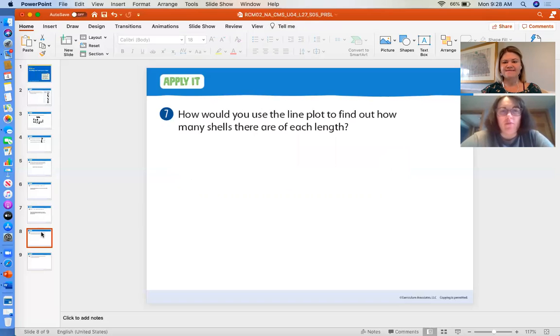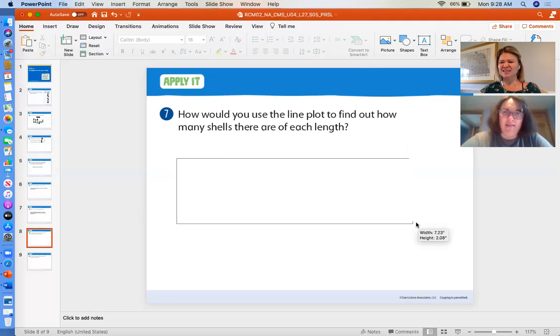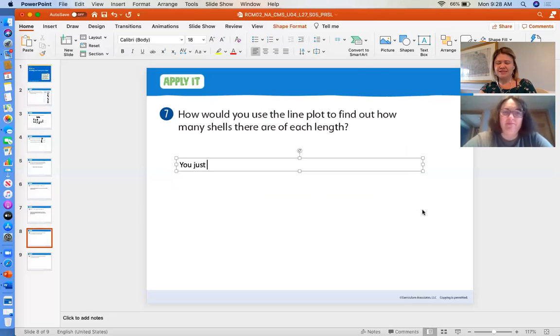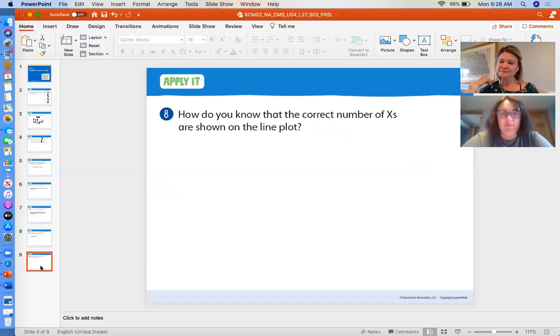Okay, number 7. How would you use the line plot to find how many shells there are of each length? You just have to count the X's. Okay. Last one. How do you know that the correct number of X's are shown on the line plot? You could go back and count how many shells there were. We just go back and count them. That's how we check our work.